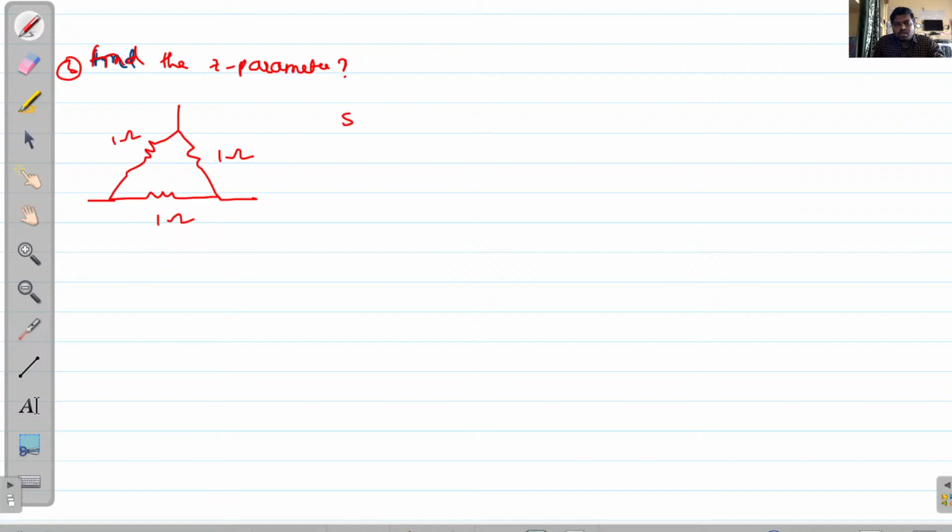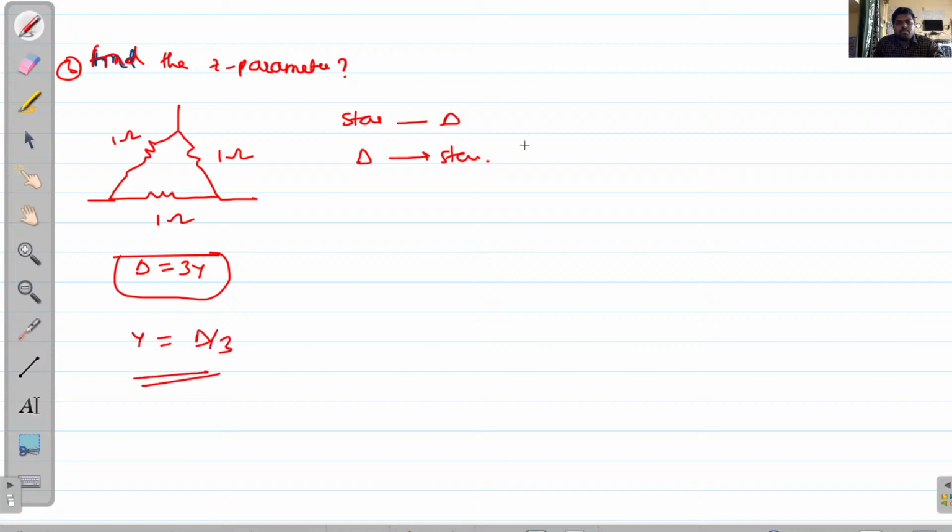Already you know the star to delta conversion and delta to star conversion. Delta equals 3Y, that is the formula, right? Already I have a delta network, but I need to evaluate the star network, that means the Y network. So Y equals delta by 3. This network is converted in this format. So this is 1 by 3, 1 by 3, 1 by 3. Why? Because delta equals 1 ohm, then you will get 1 by 3 ohms.